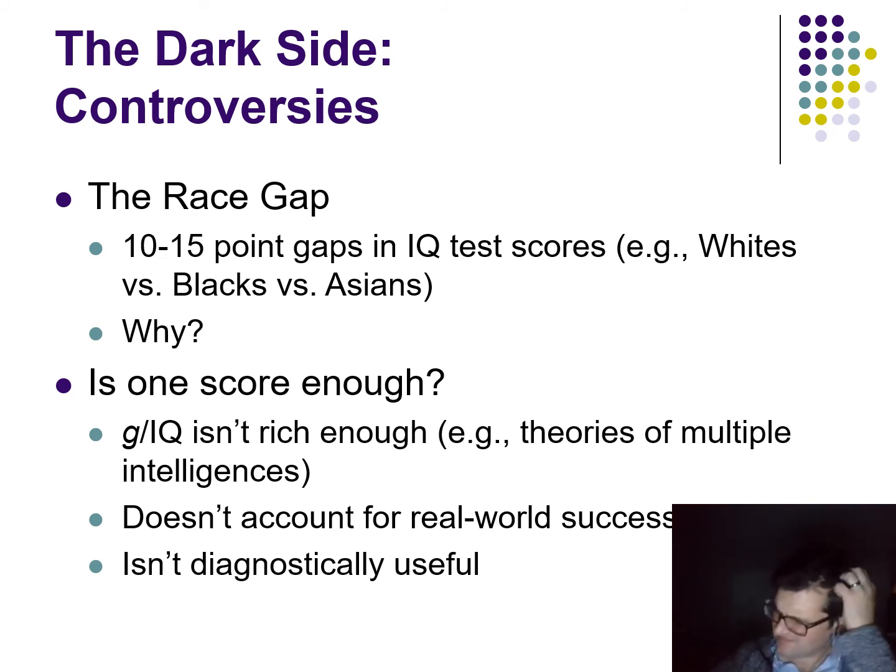There are some dark sides to consider with cognitive ability, and the details on this are something we can talk about in the next live session, I think. But there is a notable so-called race IQ gap, that there tend to be about 10 to 15 point gaps between black individuals, Caucasians, and Asians.